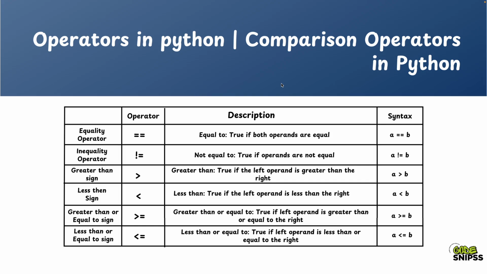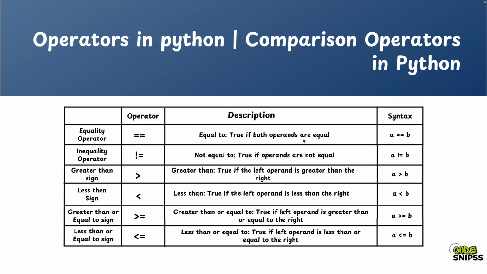So basically we have various types of comparison operators. First is the equality operator. What the equality operator does is, if both values, like a and b, are equal, then it will return true, and if both are not equal, then it will return false.